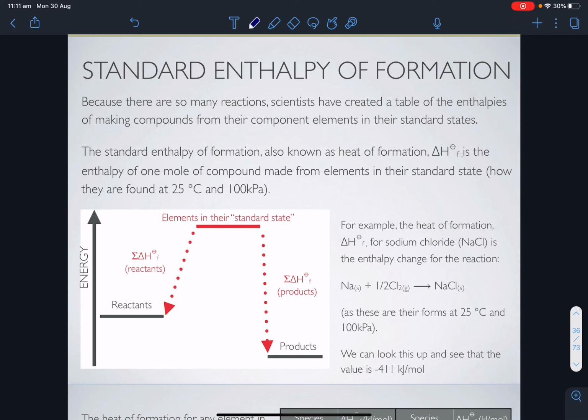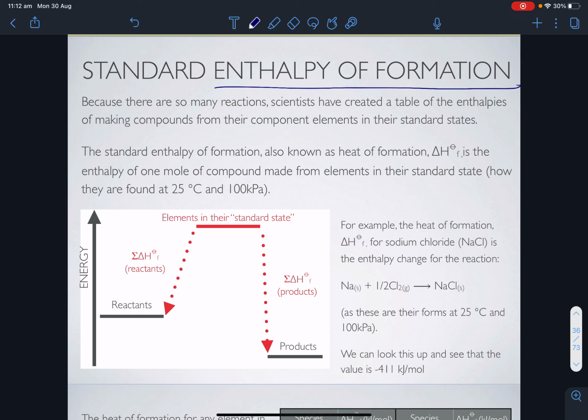Okay guys, so we've just looked at Hess's law, which says that the enthalpy from any reaction can be calculated from the enthalpies of other reactions as long as the beginning and the end states are the same, okay? So here, we're going to talk about a standard path that we can calculate enthalpies for, and this is called the enthalpy of formation.